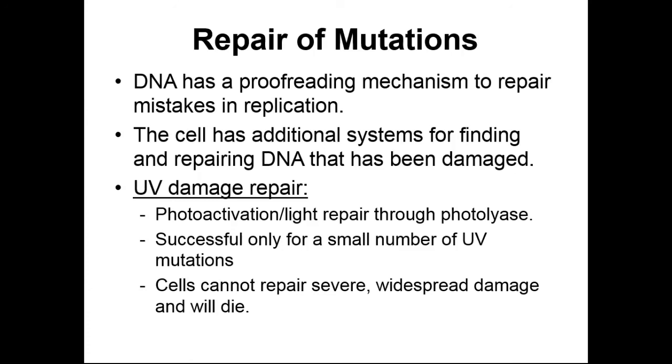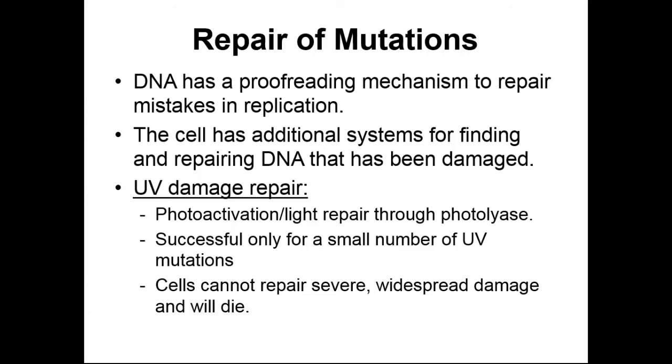Ultraviolet light causes lots of damage to cells. Ultraviolet light is going to cause two adjacent thymine molecules to be dimerized together. We can repair this damage through the use of an enzyme known as photolyase, which is wonderfully named. It lyses out the sections of nucleotides that have been damaged by the photons of ultraviolet light.